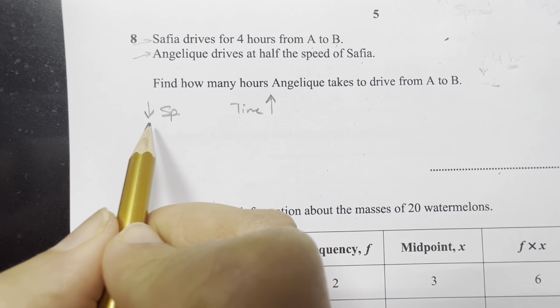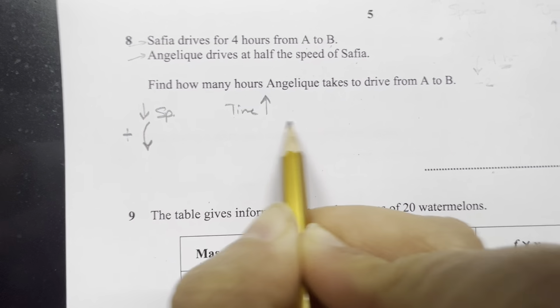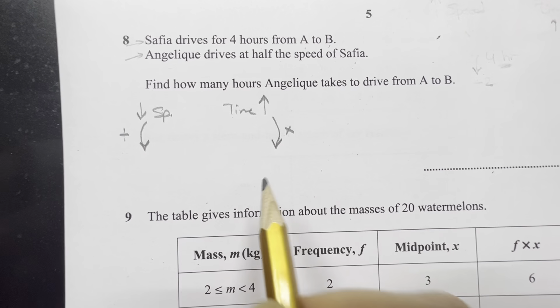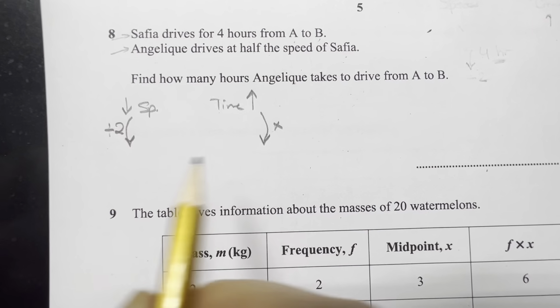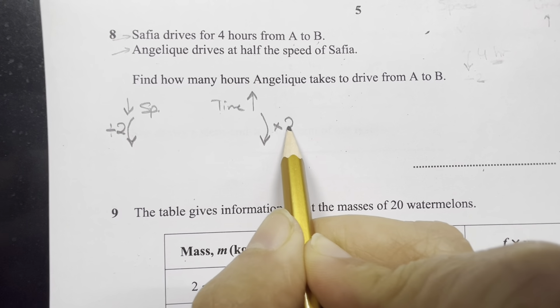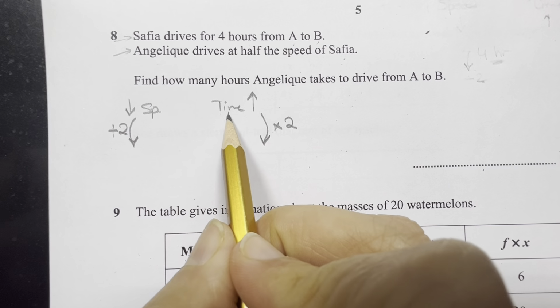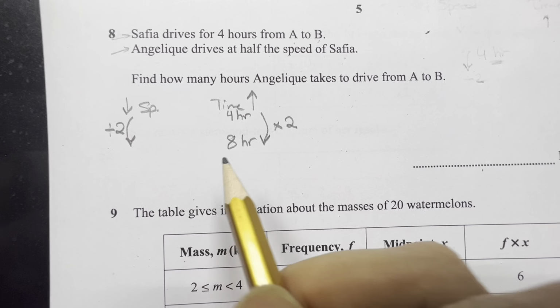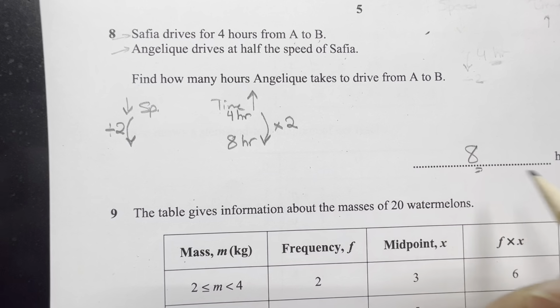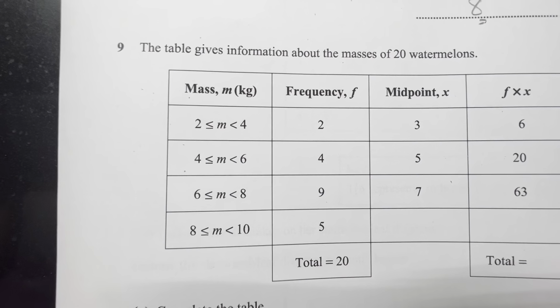Inverse proportion means if I divide here, I should multiply here by the same number. So what happened to the speed? Drives at half the speed means I divided by 2. So what should I do here to the time? Multiply it by 2. So the time, if it was 4 hours, multiplied by 2, will be 8 hours. So the answer here will be 8 hours.